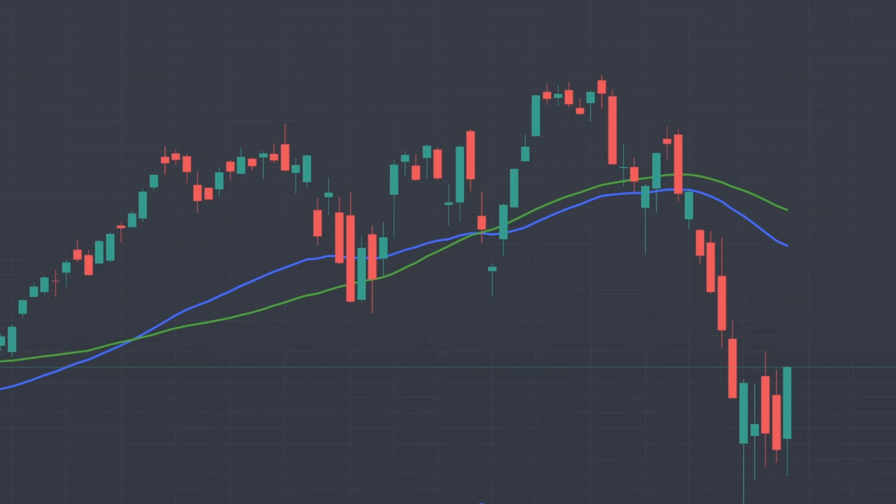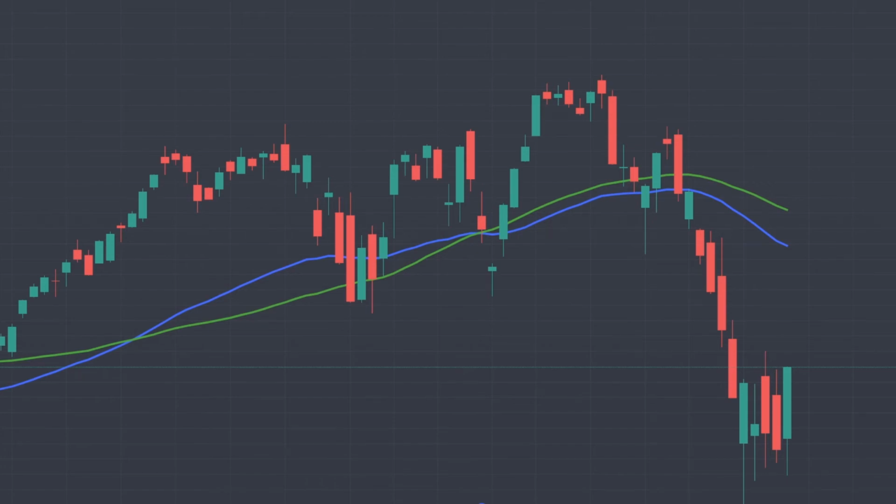Both indicators are calculating the previous 50 candles. However, the EMA 50, or exponential moving average of 50, is also taking into account the added weight of the more recent candles. That is the blue line on the screen. You can see how the blue line is lower than the green line because the more recent candles are moving downwards. That is proof that the EMA is adding more weight to the more recent candles and not simply calculating the average.